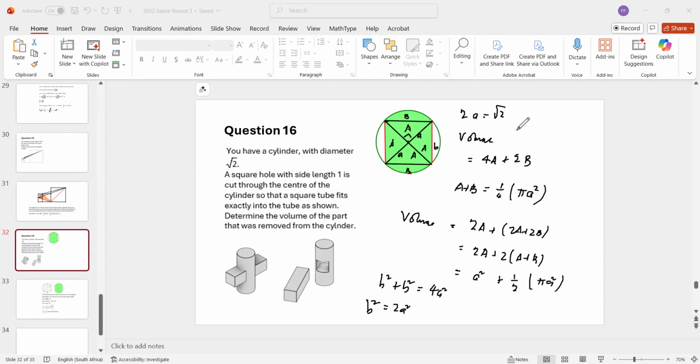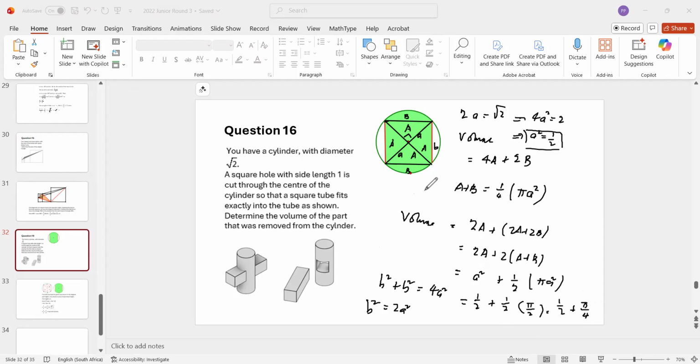Now I'm there because a is this. So what is a squared? This implies that 4a squared is equal to 2, squaring on both sides. So a squared is half. Fine. I got a squared on both places here. So a squared is a half plus half. Pi a squared is a half. So it's pi over 2. So you have a half plus pi over 4.